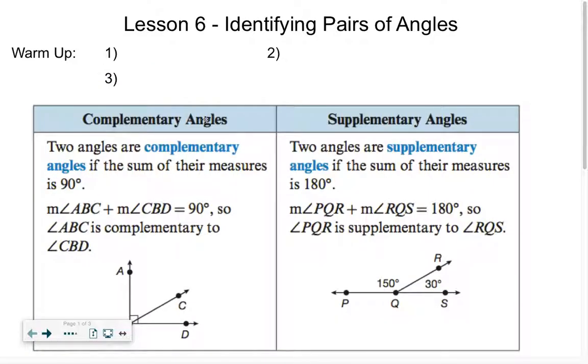Topic for today is identifying angles, pairs of angles as well. You've heard a lot of these terms before, so we won't spend a lot of time with it. Complementary angles, that is when we have two angles that add up to a sum of 90 degrees.